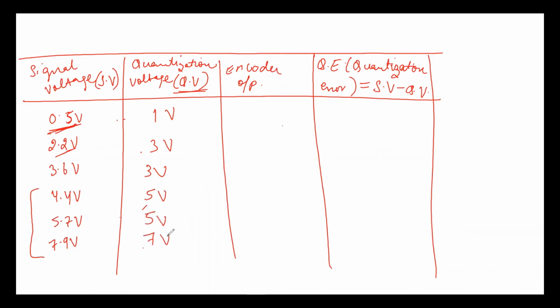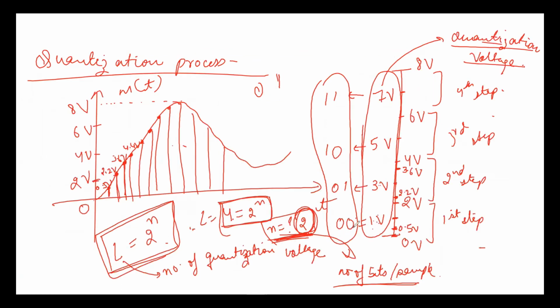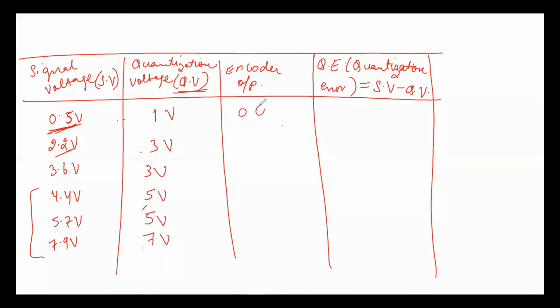Okay. Yes. Now, the next column is encoder output. So we already know that we have encoded 1 volt as 00, 3 volt to 01, 5 volt to 10 and 7 volt to 11. So we can fill that table according to this. So for 1 volt, it is 00. For 3 volt, it is 01. Again 3 volt 01, 5 volt 10, 5 volt 10, 7 volt 11. Okay, so this is my encoder output.